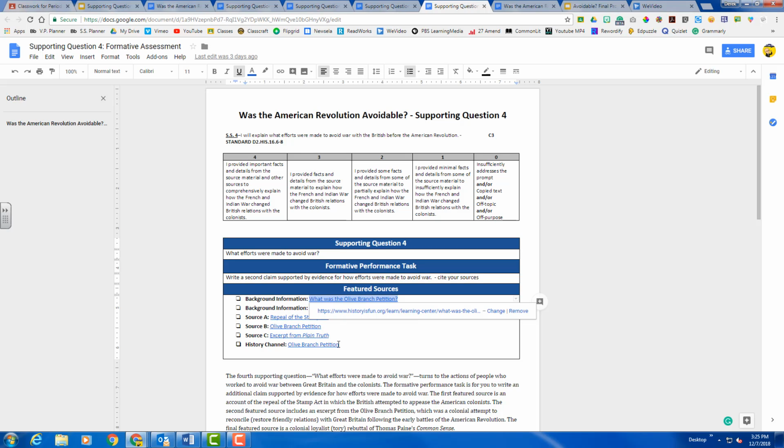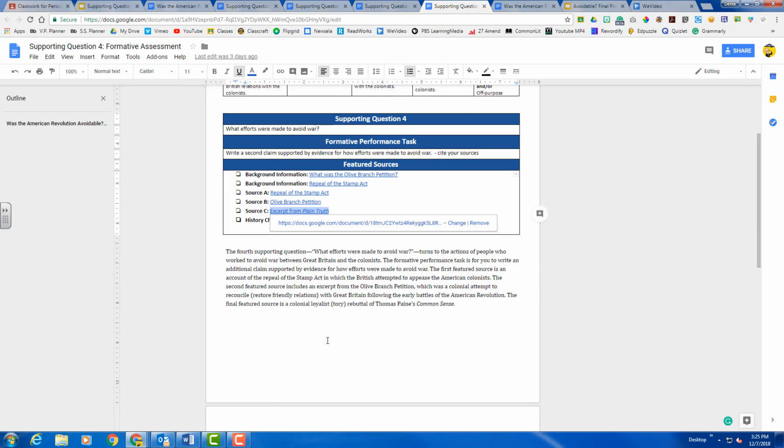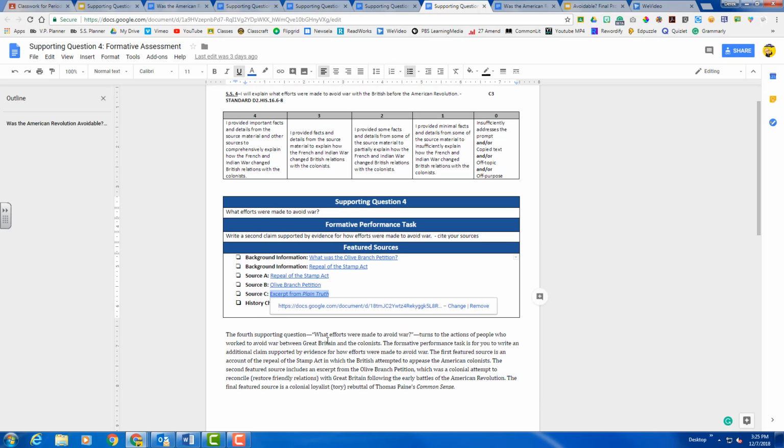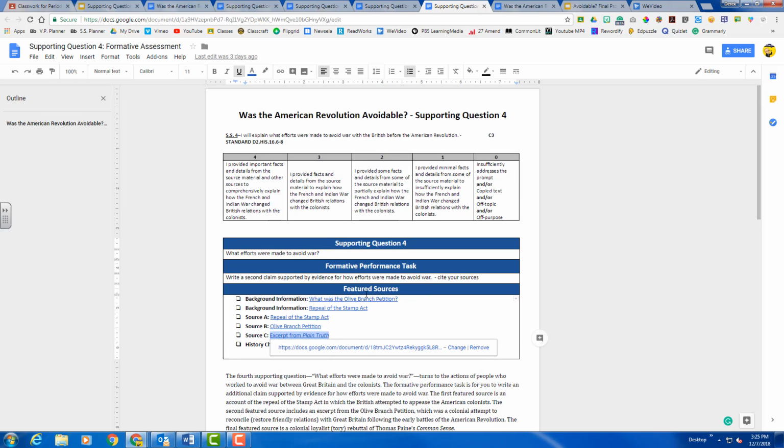There's also one more, and I gave you background information on all those. There's also an interesting story in here. It's called the excerpt from Plain Truth. This was a colonial loyalist, known as a Tory, who was providing a rebuttal to Thomas Paine's Common Sense, that you will put in supporting question 3. So again, if you're looking to get a 4, I would also make sure I include this.